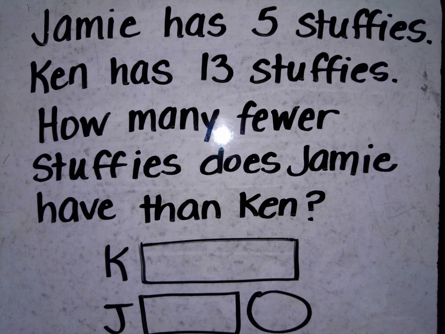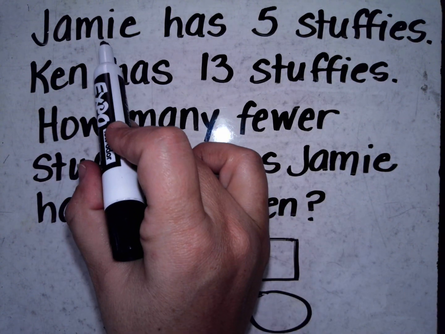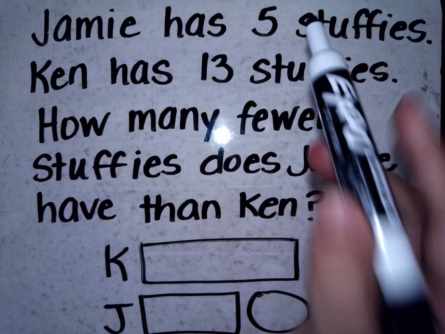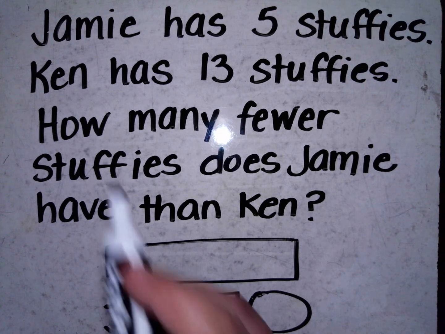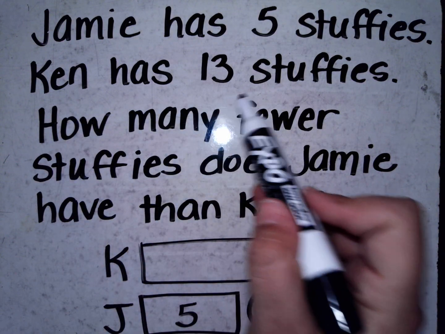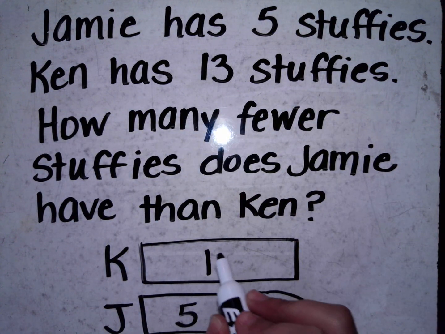Now, if you remember from yesterday, the amount that the person actually has goes in the box that's next to their letter, and the change goes in the oval. So if I look at the first sentence, it says Jamie has 5 stuffies. So here's Jamie's box. I'm going to put a 5. I know that Ken has 13 stuffies, so I'm going to put that in Ken's box.